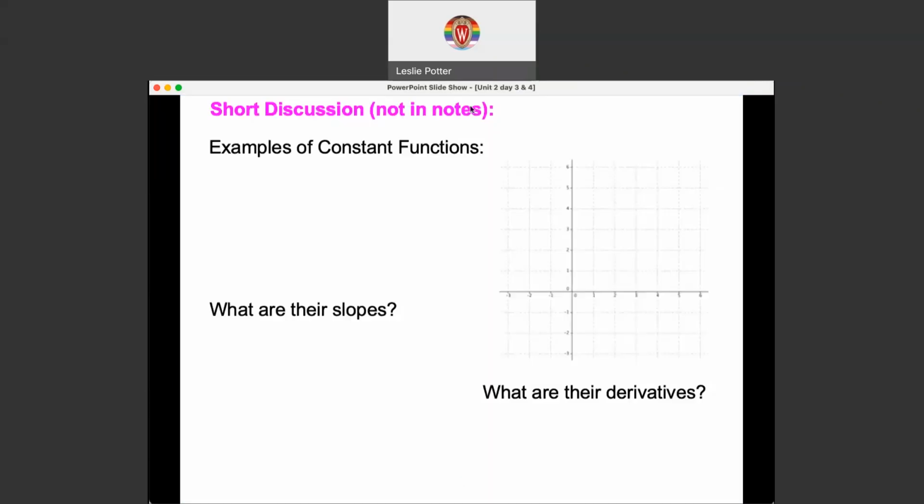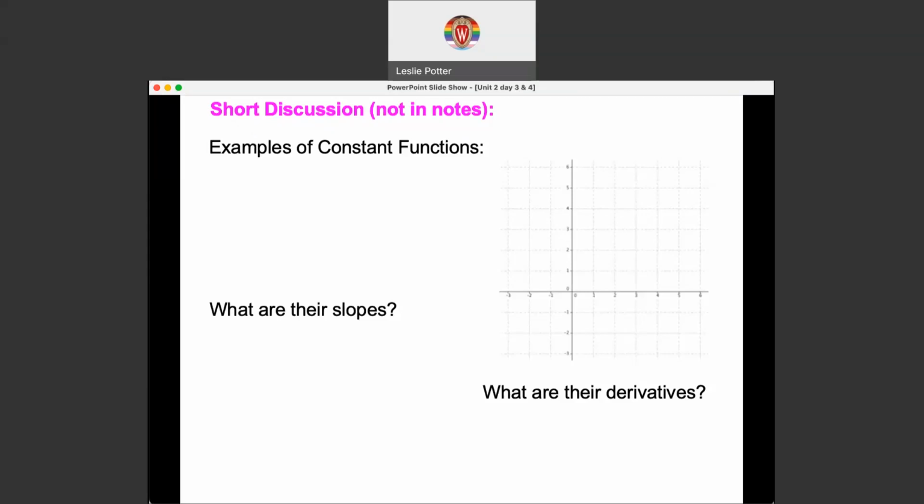Okay, this actually isn't in your notes. It's just a short discussion, but it's just background information that we need you to have so that when you come into class with your book and your calculator, you have this background information to do the activity.